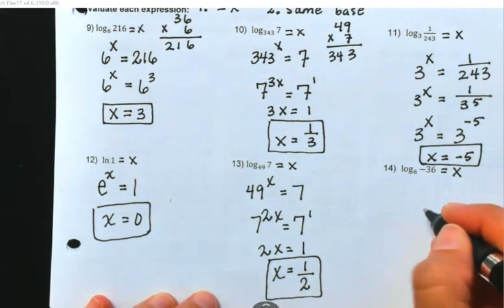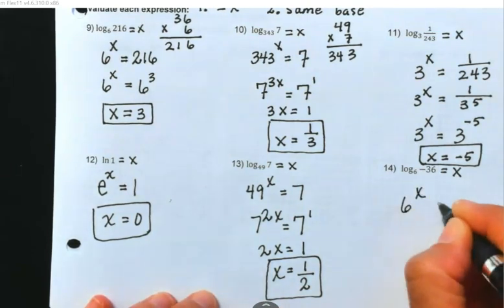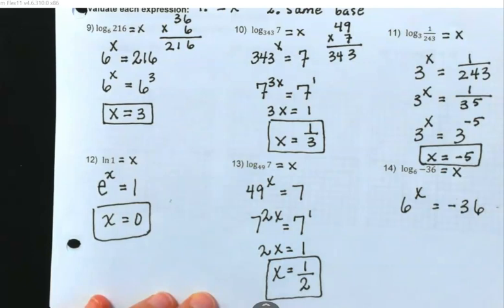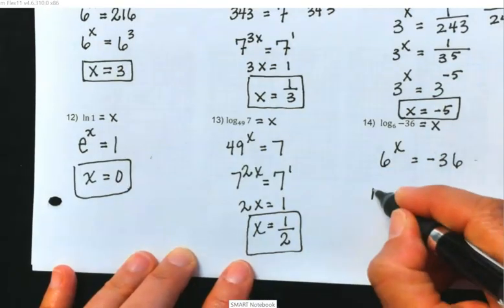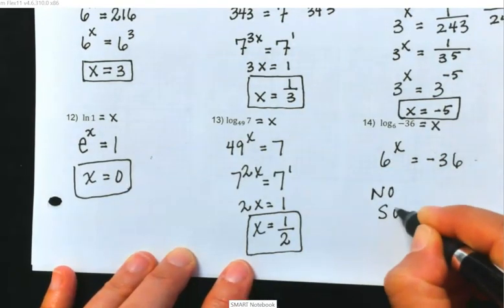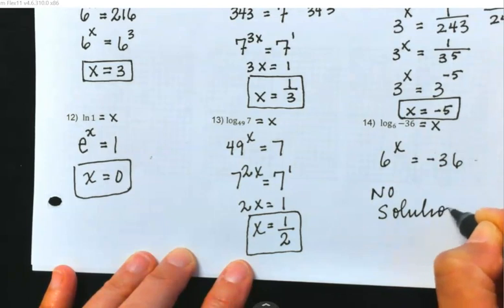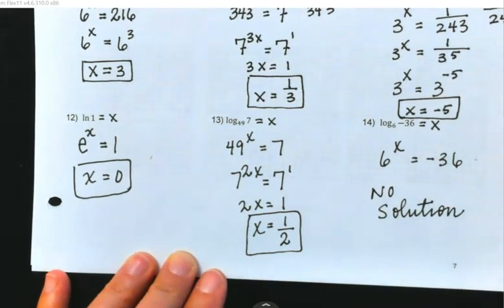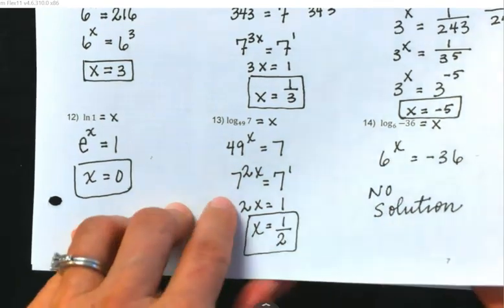All right, let's do this one. 6 to the x equals negative 36. What is that? No solution. All right, y'all, let's graph a little bit.